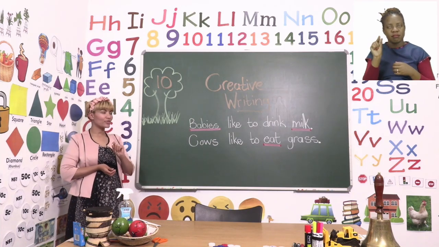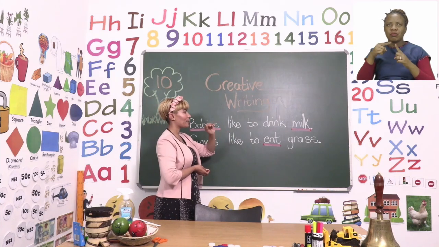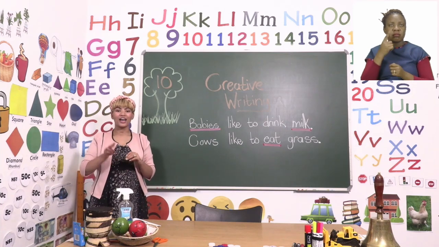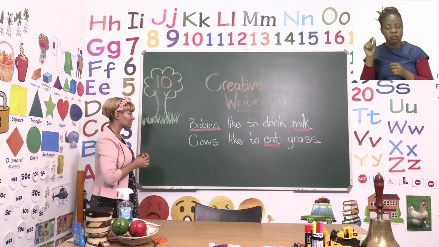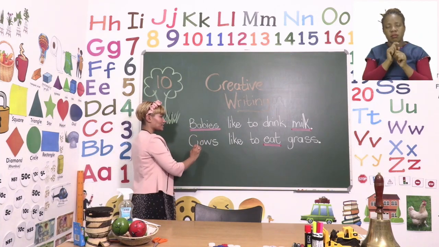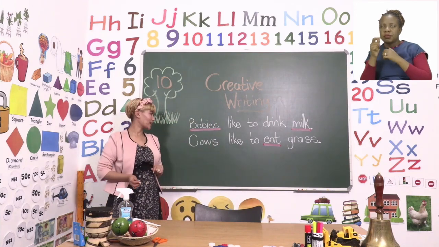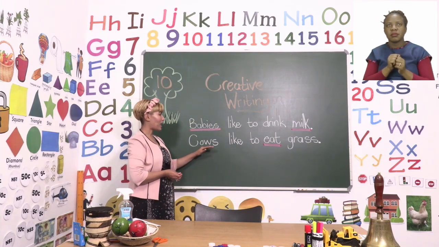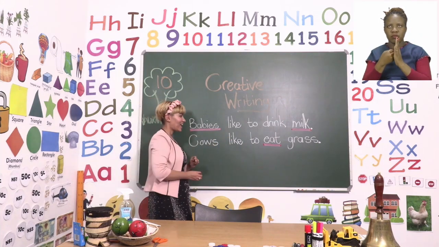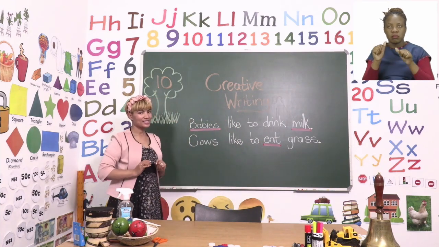So let's quickly read the first sentence together. Babies like to drink milk. Now you will see in this sentence I used 2 of the words given in the block. The first word is the word babies, and then also the word milk. Let's look at the second sentence. Cows like to eat grass. And in this case, I used the word eat in my sentence.